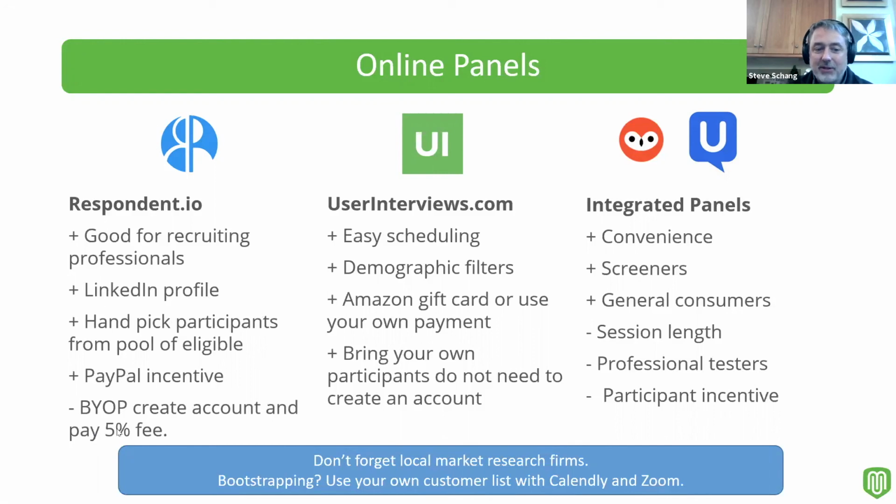The one thing I don't like about Respondent is if you bring your own users, they have to create a Respondent account to sign up for your studies. And then when you pay the incentive, Respondent takes a 5% fee off their incentive, which I find sort of lame, because if I tell a participant it's $100 for an hour interview, I want them to get $100, and with Respondent they get 95. So then I end up having to pay them like 105 or 110.